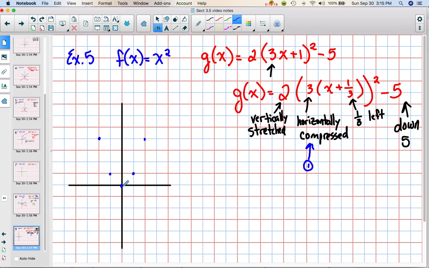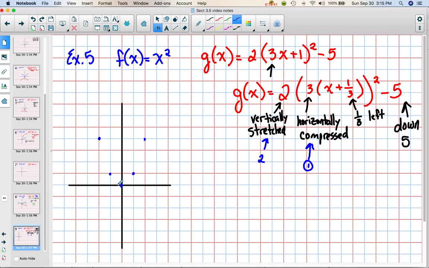The 0, we'll do this one. If I take 0 and I divide that by 3, I still get 0. So I'm doing that first horizontally. Then I'm doing this one second. The vertical part, if I multiply that by 2, I'm still at 0. So far, I'm still at 0. Now I'm going to go 1/3 to the left.